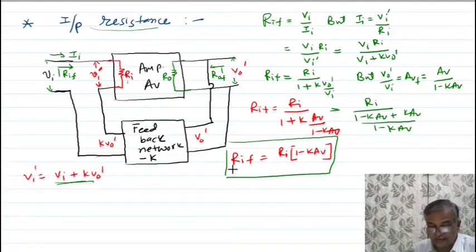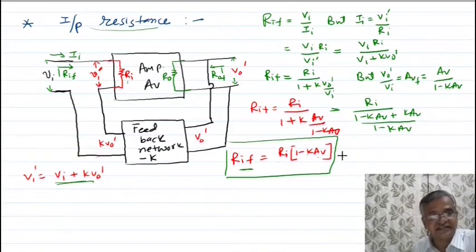So this equation says that the effective input resistance after feedback increases by how many times? 1 minus K Av times. K is negative, so minus minus plus. So Ri increases by this many times. Already I have explained it by the simple diagram. So this discussion shows that the effective input resistance increases.